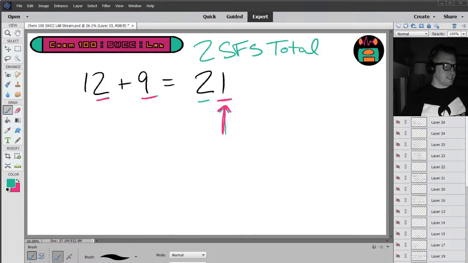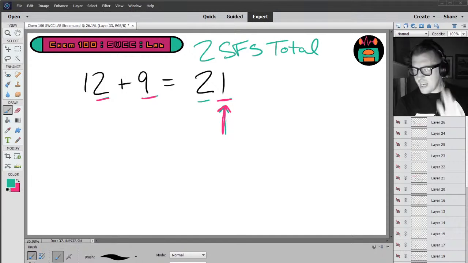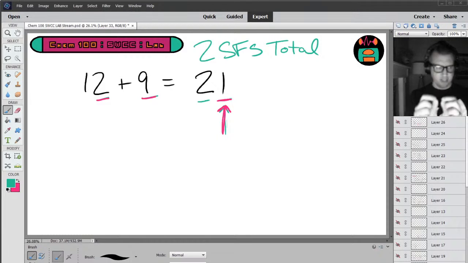Let me know if that makes sense. I know I only drew one line in the previous one because I was just looking at the place value of the last significant digit in the number, but it does have 2 total sig figs. I just wasn't focusing on the total number because you only focus on the total number when you multiply and divide.